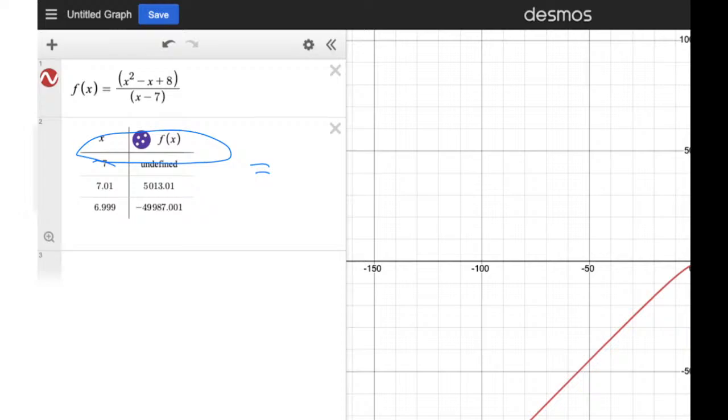Now I feel comfortable. I can put the answer, no limit, doesn't exist. But before it was like, well, maybe I'm just missing something, right? Maybe there's some other trick I forgot about. But nope, that's all there is. So again, use the graphing part. It's such a powerful way.